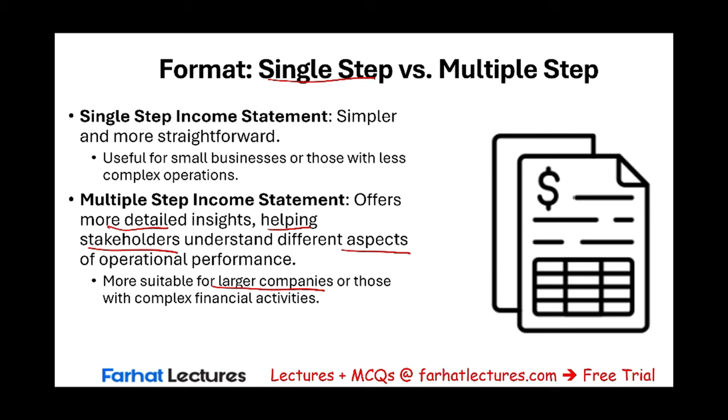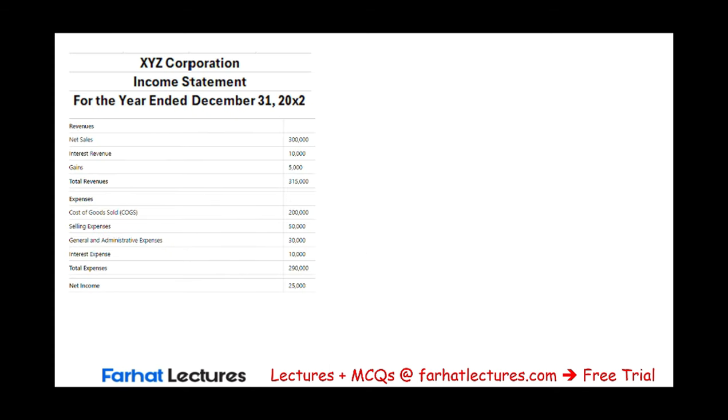Now, what we will do is look at an example for a single step income statement, as well as an example for a multiple step to show you the difference. An income statement will have three headings. Then this is a single step. A single step income statement would list all the revenues and we'll add them up. Here we have net sales, which is sales minus sales discounts and sales returns.